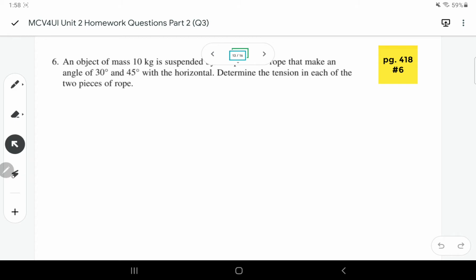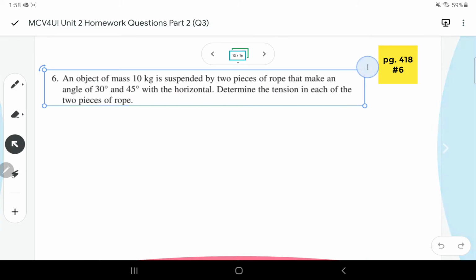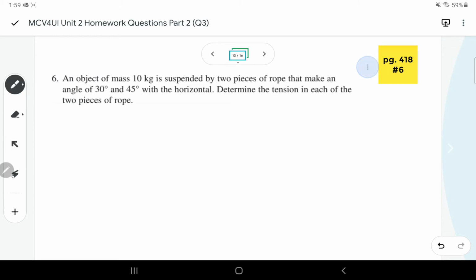Here is one of the tension questions. So we've got an object with a mass of 10 kilograms. So remember the force of gravity is the mass times 9.8. So that's going to be 98 newtons. Suspended by two pieces of rope that make angles of 30 degrees and 40 degrees with the horizontal.